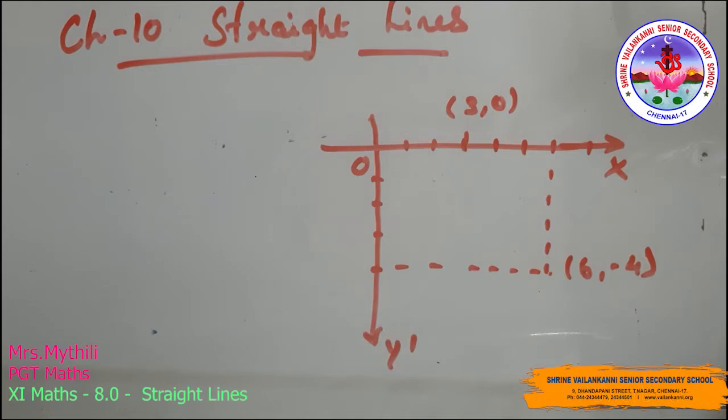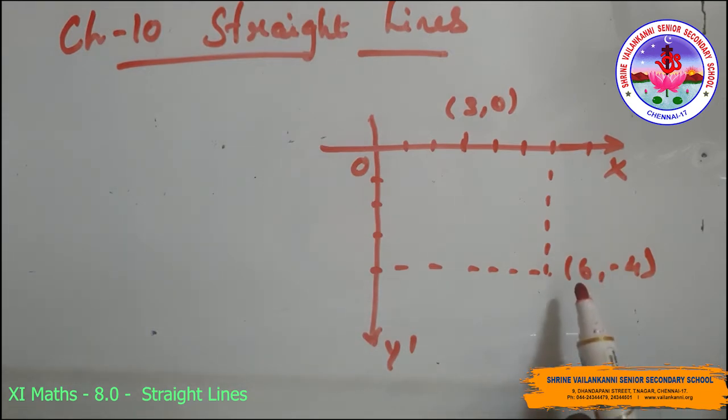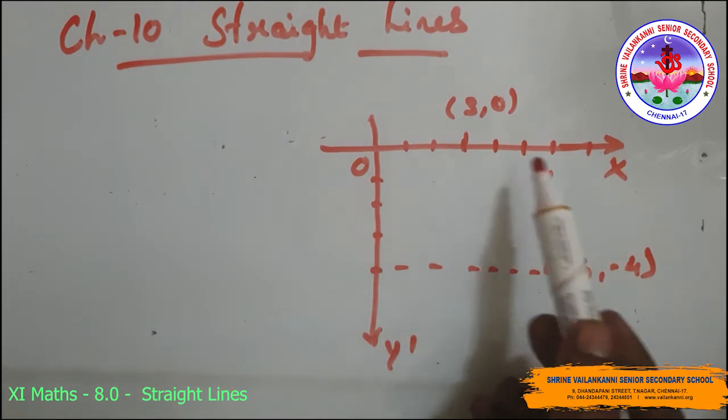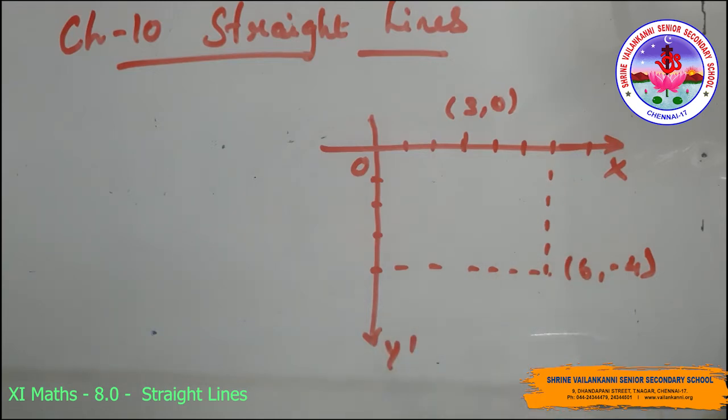Hello children, our next chapter is chapter 10, straight lines. You have learnt about the basics of coordinate geometry in your earlier classes. Let's have a brief recall of coordinate geometry which you've done in earlier classes. To recapitulate the location of the points (6, -4) and (3, 0) in the xy plane.